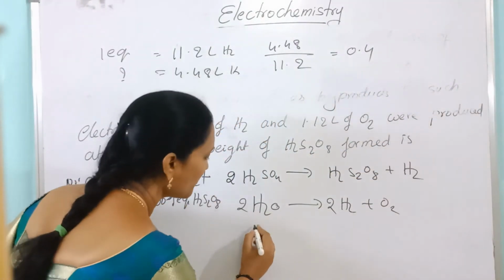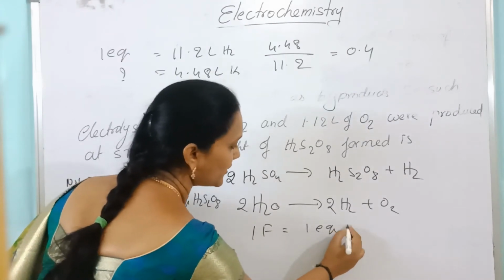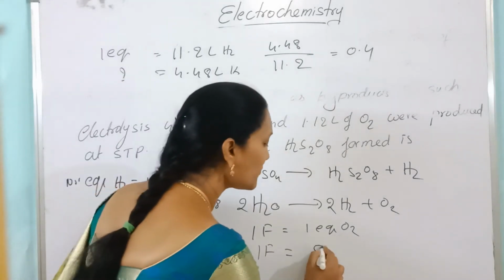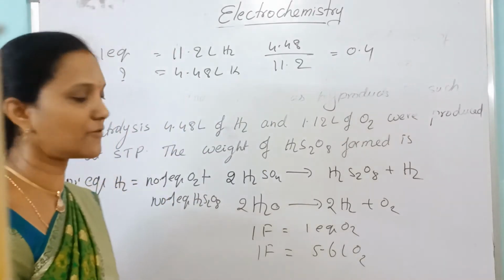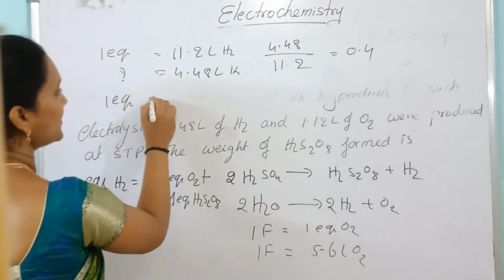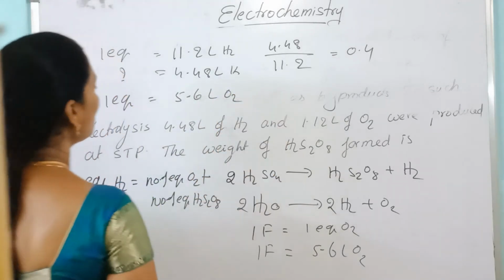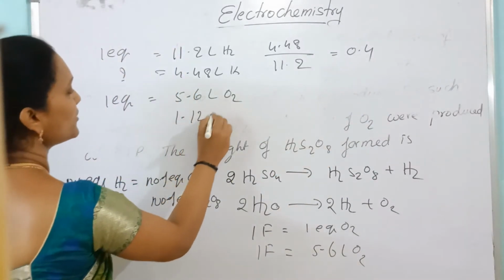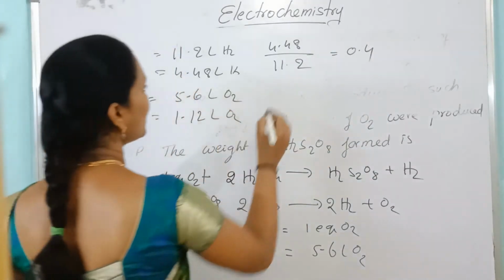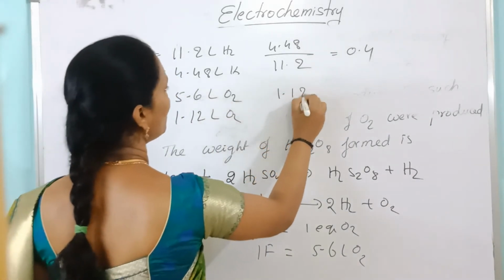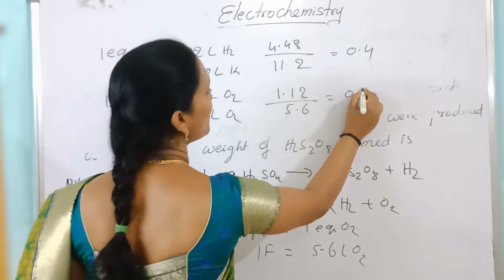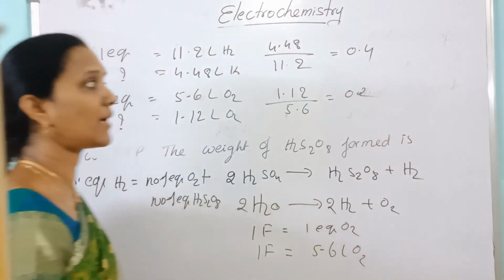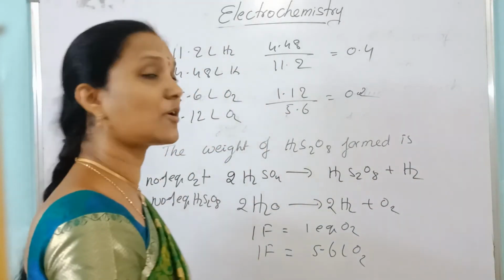Then oxygen. How much oxygen? See, 1 Faraday gives 1 equivalent of oxygen. Yes or no? We already learned this: 1 Faraday gives 5.6 liters of oxygen. 5.6 liters of oxygen is nothing but 1 equivalent. Now here, 1.12 liters of oxygen means how many equivalents? 1.12 by 5.6 is equal to 0.2. So the number of equivalents of hydrogen is 0.4, and the number of equivalents of oxygen is 0.2.